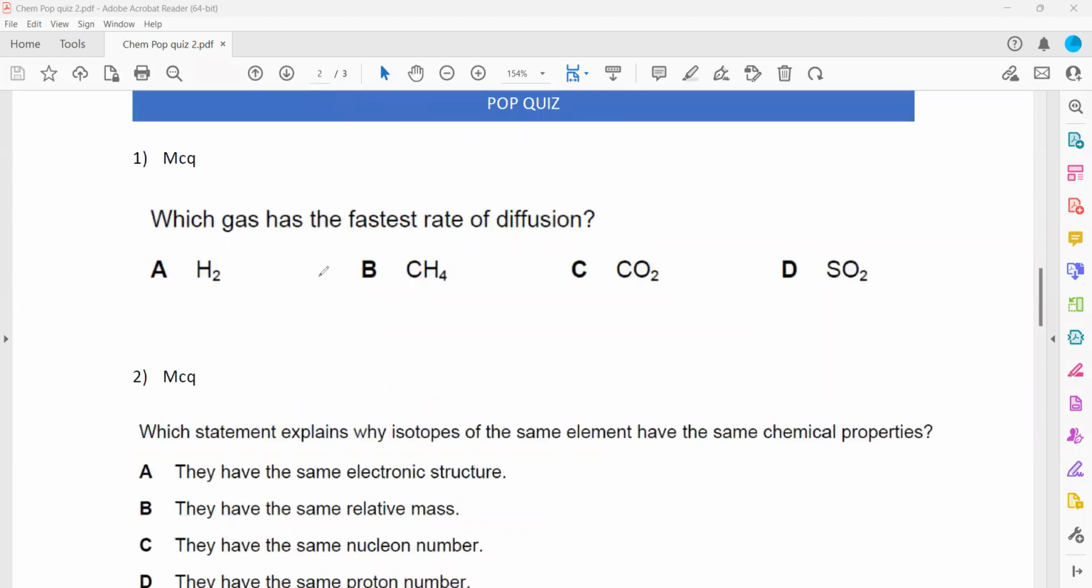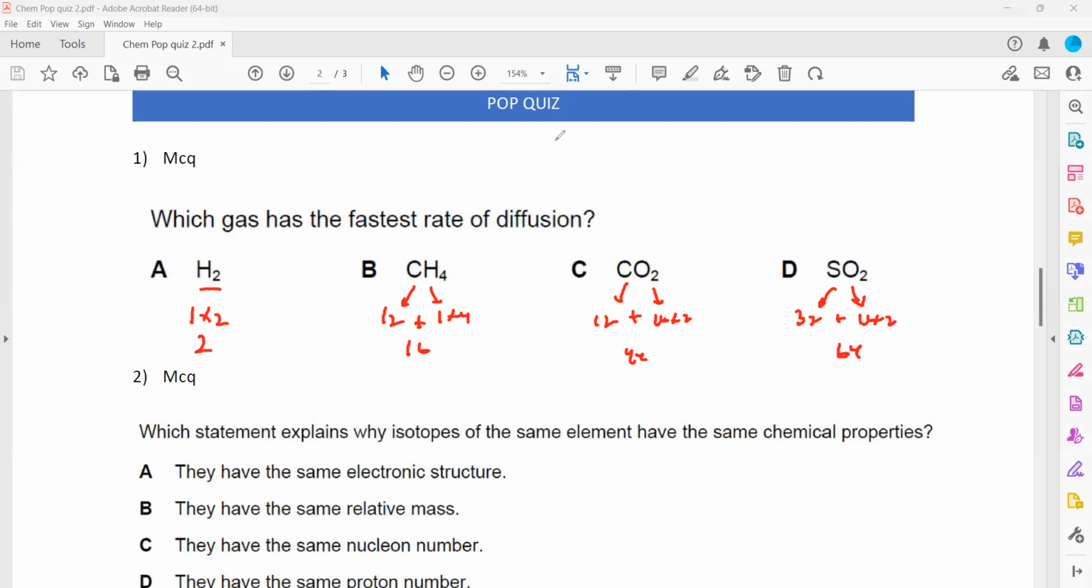So when you check hydrogen, mass is 1 multiplied by 2, so 2. CH4: carbon is 12 and hydrogen is 1 into 4, so that makes 16. Carbon dioxide is 12 and oxygen is 16 times 2, so 32 plus 12 makes 44. And sulfur dioxide is 32 plus oxygen 16 times 2, so 32 plus 32, that makes 64.